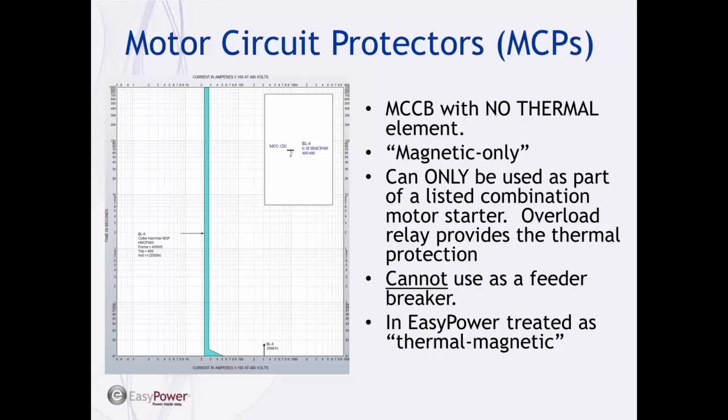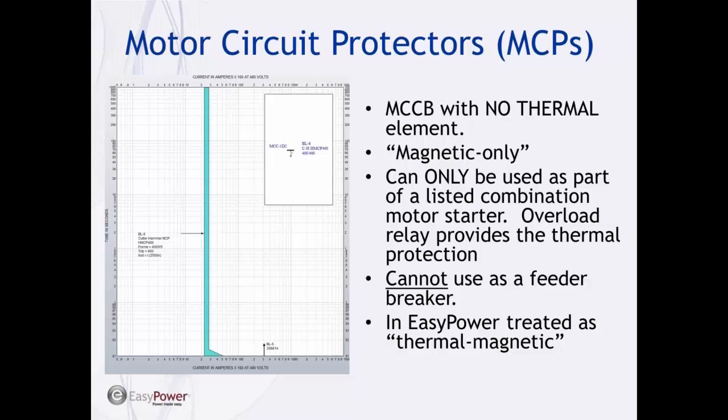So these are used as part of a combination motor starter where you have an overload relay that's going to provide the overload protection for the motor. That's the only place these can be used. It has to be a listed combination motor starter. You cannot use the MCP or mag-only breaker as a feeder breaker. And we do see this fairly often when we do data collection. Somebody has cannibalized a motor starter and used that breaker as a feeder breaker. And you cannot do that because there's no overload protection.